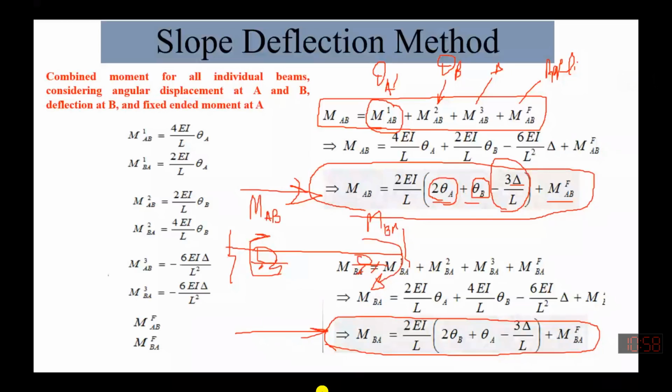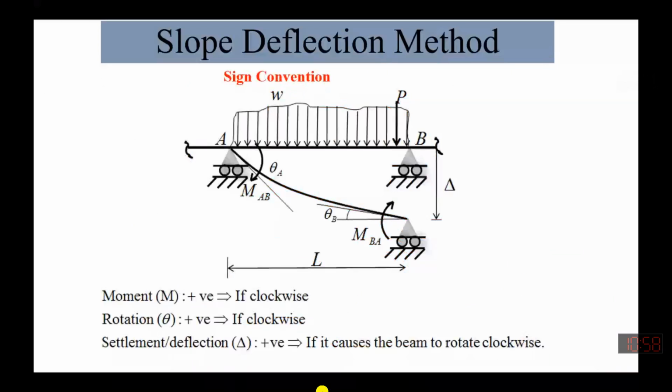The methodology adopted by Henrik Manderla or G. A. Maney, who modified this method, is that if they can find out these end moments, they can derive a relationship. And the sign convention for this method is clockwise moments are positive. These internal end moments which we are finding out, the clockwise rotation is positive. And rotation is also clockwise positive, this rotation theta A, and this theta B also is a positive rotation.